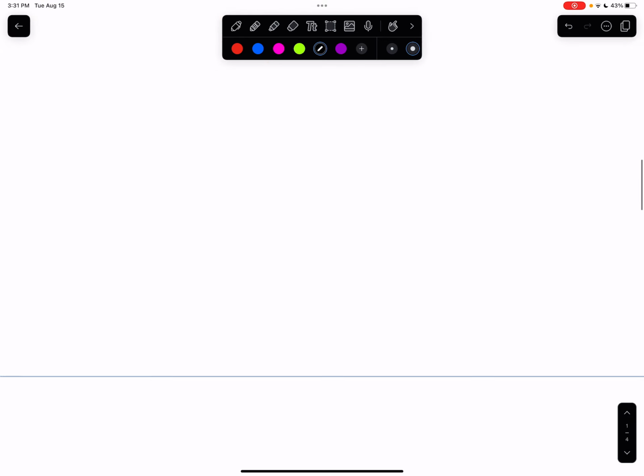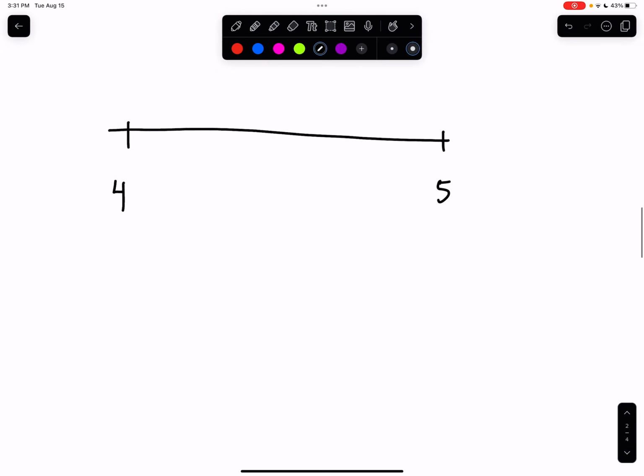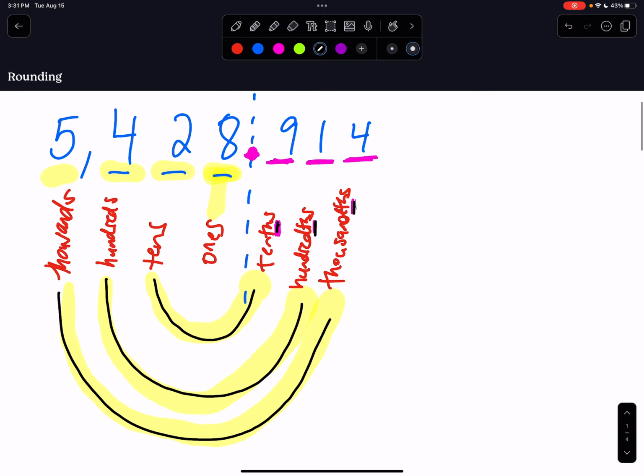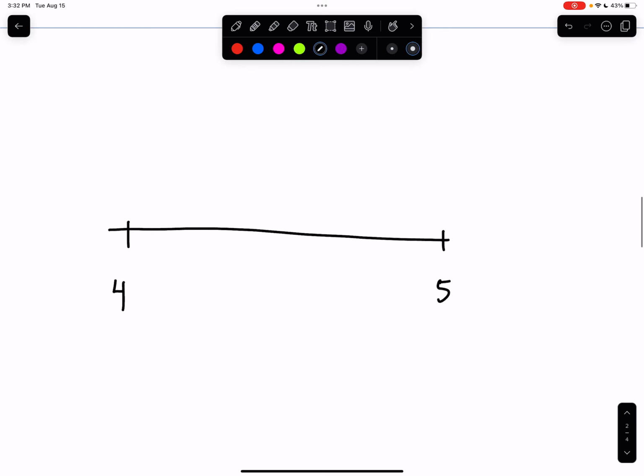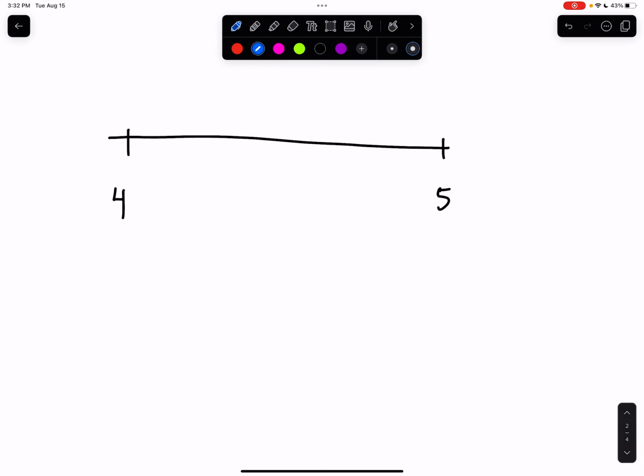A little bit more on the concept of rounding. It has to do with closeness or nearness. So let's just say we wanted to round to the nearest whole number. That would be like rounding to the ones place, if you will. Let's say I had 4.1. Again, rounding is about closeness.